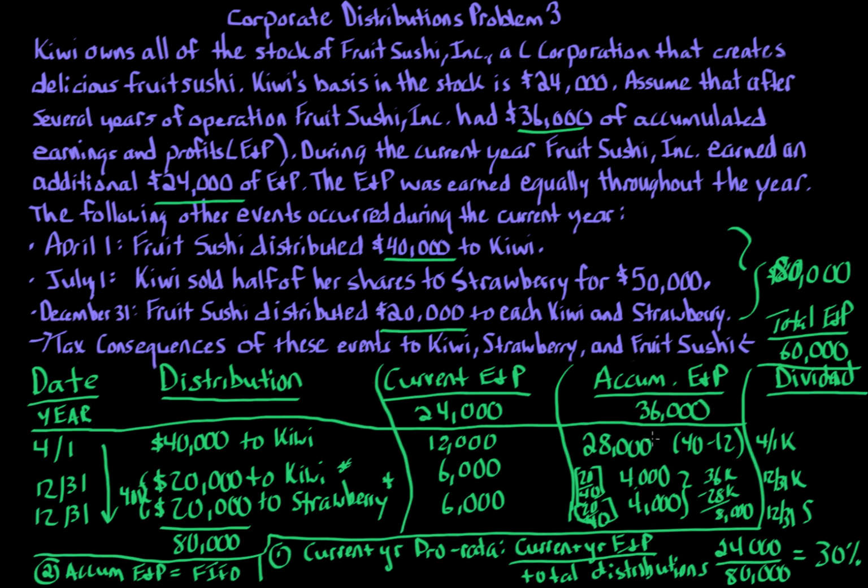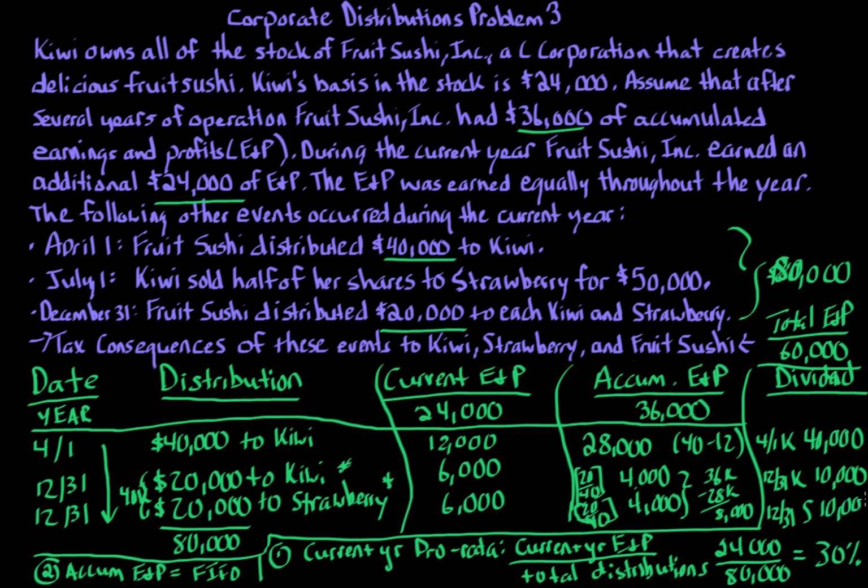So that means that the total amount of dividend on April 1st for Kiwi, for the 40,000 distribution, all 40,000 is considered dividend. How do I get that? 12,000 plus 28. You add these two numbers together. For 12/31, the 20,000 distribution of cash to Kiwi, 6 plus 4 is 10. 10,000 of that is considered a dividend because we got to use E&P. And then for Strawberry on December 31st, the 20,000 distribution to Strawberry, 6 plus 4 is 10.